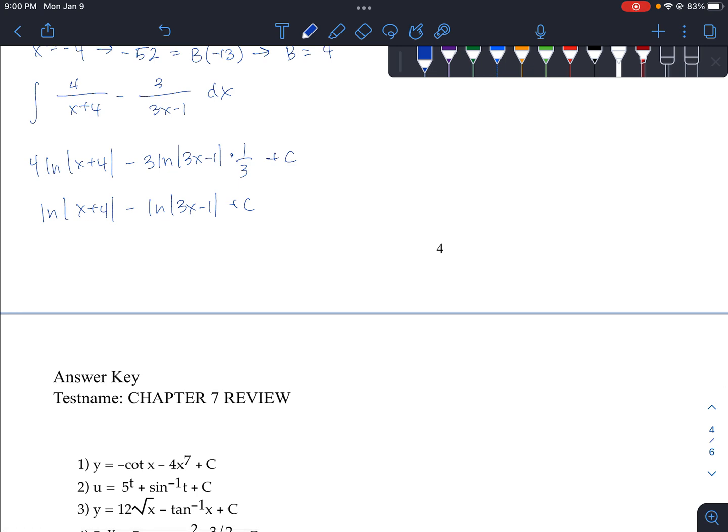Sorry, that should be to the 4th power. You could also write it as the natural log of the absolute value of x plus 4 raised to the 4th over 3x minus 1, and then plus c. Okay.